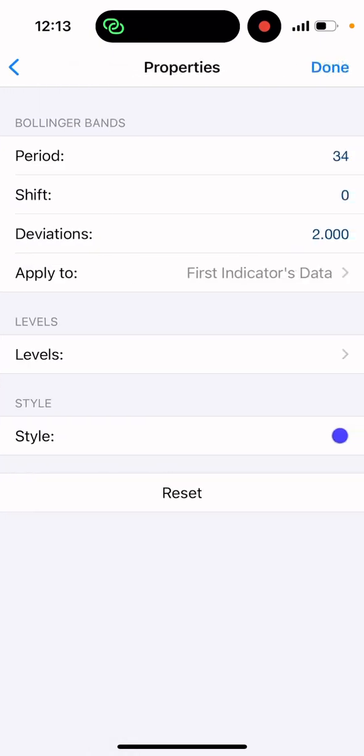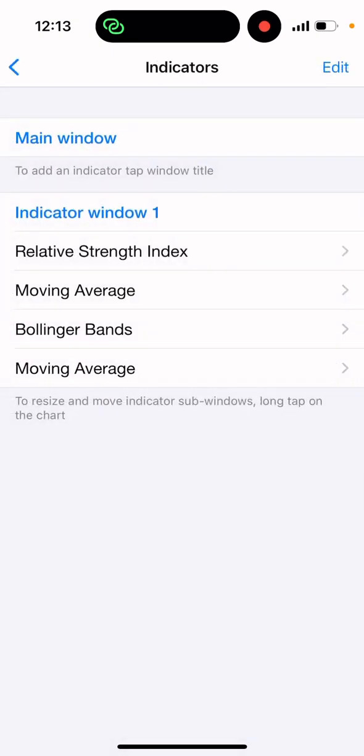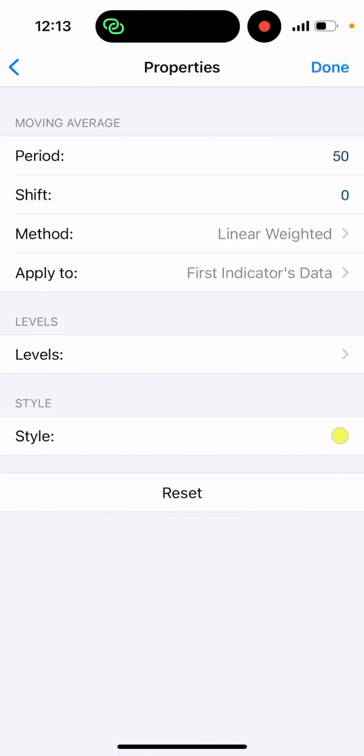The period should be 34, the shift should be 0, and the deviation should be 2.000. Note it: it should be applied to first indicator's data. The level, no level, and the style should be blue. The last one is the second moving average, which is the 50 moving average. The period should be 50, shift 0, method linear weighted. It should be applied to first indicator's data, and the color should be yellow.